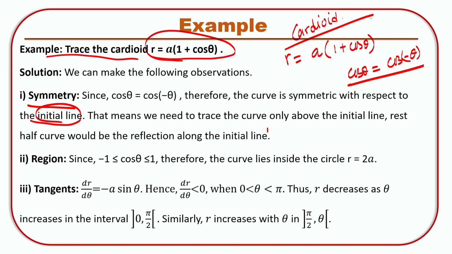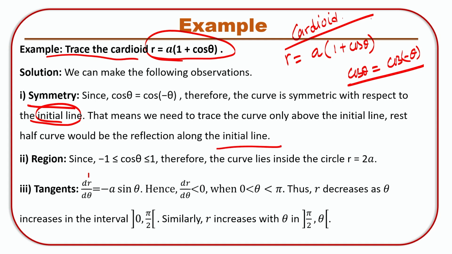That means we need to trace the curve only above the initial line or below the initial line, and then do the symmetry to get the exactly equivalent shape of the curve on the other side. The rest half of the curve would be the reflection along the initial line.